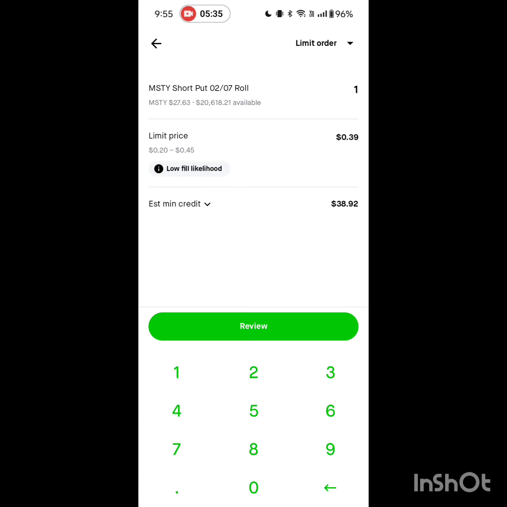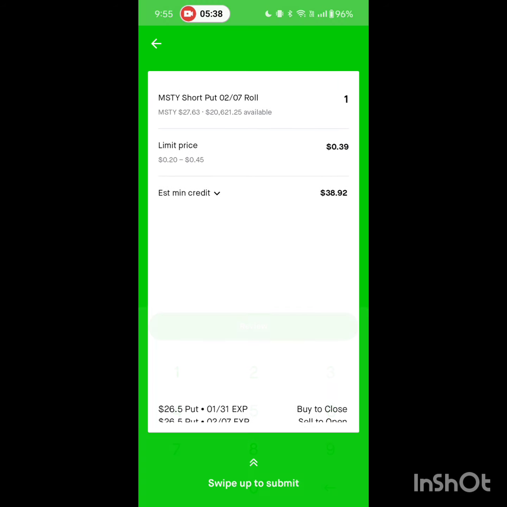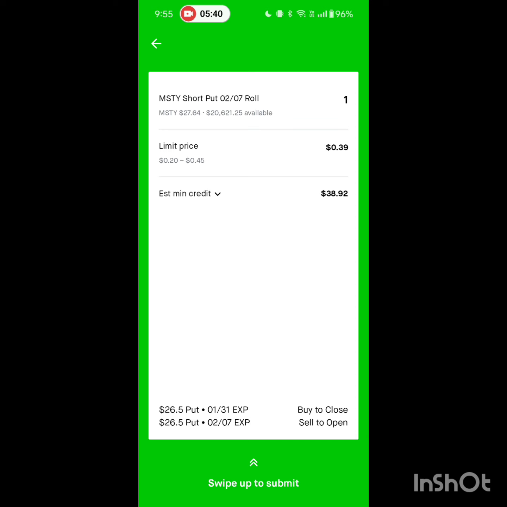If I review it, there it is. It's telling me that I'm going to receive 38.92 of estimated minimum credit, and here at the bottom, one buy to close and one sell to open, which is basically a roll. That's what we're doing. We're just extending the time. We're extending it for one more week, and for doing that, you are receiving your 38.92 of premium.